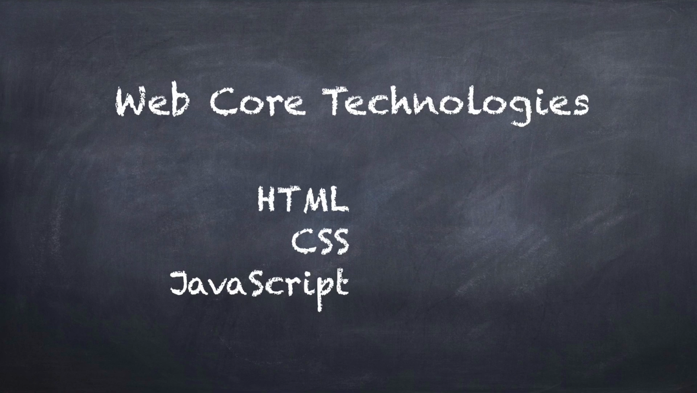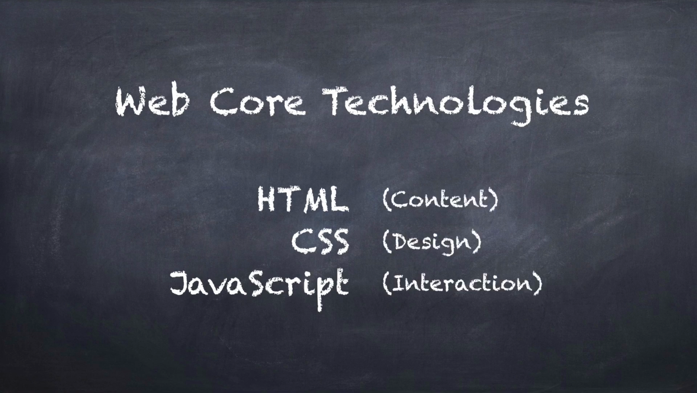Now, there are three core web technologies, and they are HTML, CSS, and JavaScript. Basically, HTML relates to content, the content on the page, the text, the images, things like that. CSS is the design of the page, how things look, what fonts are used, how far items are spaced and where they are. And JavaScript is everything that's interactive, everything that moves, everything that interacts with the cursor and everything on the screen.